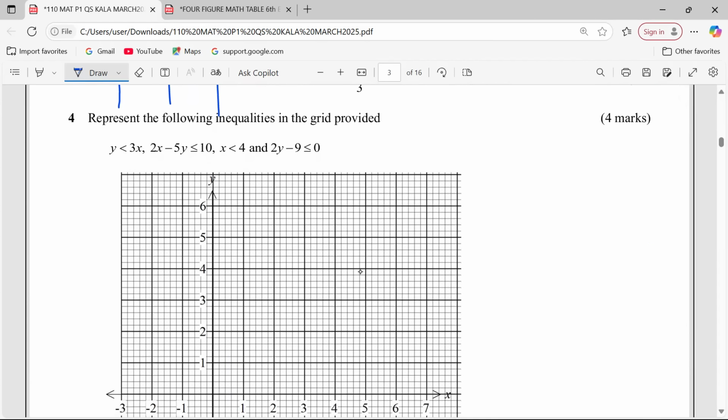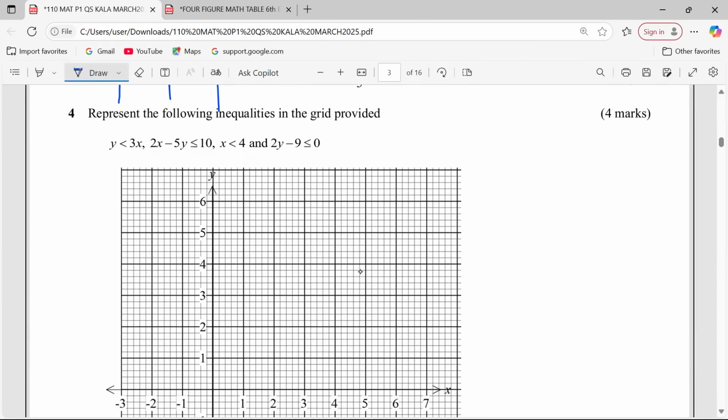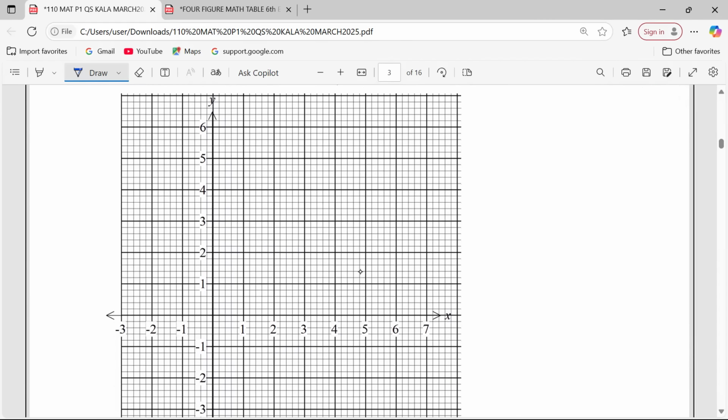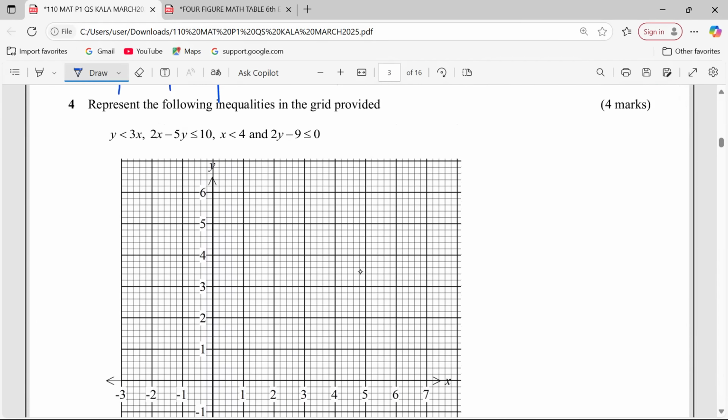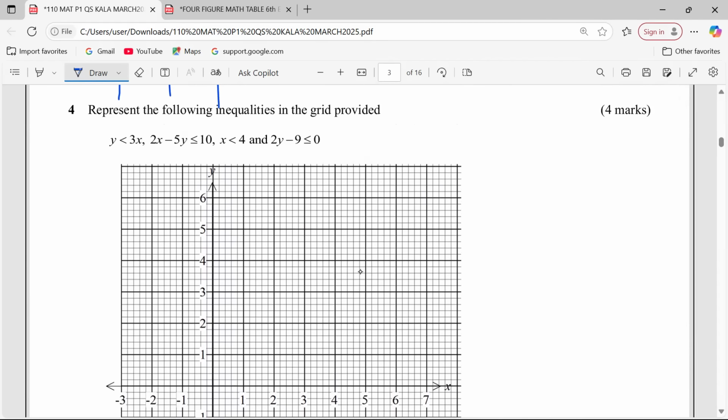At number 4, represent the following inequalities in the grid provided. So we have a grid already provided. The axes have already been labeled. We are supposed to plot inequalities which have already been provided.